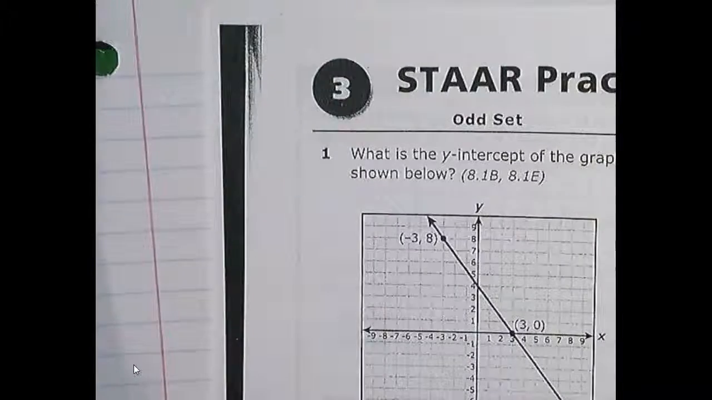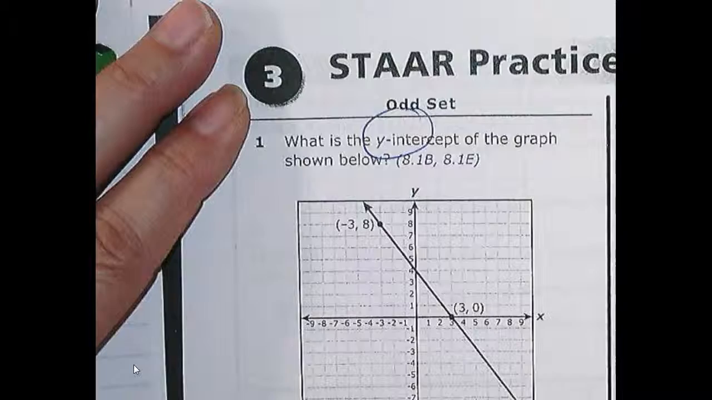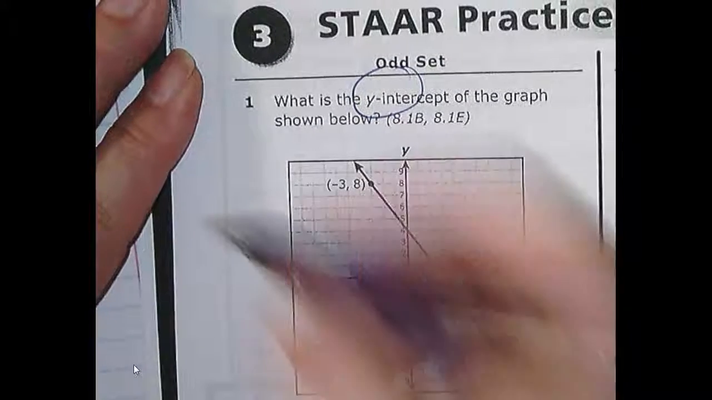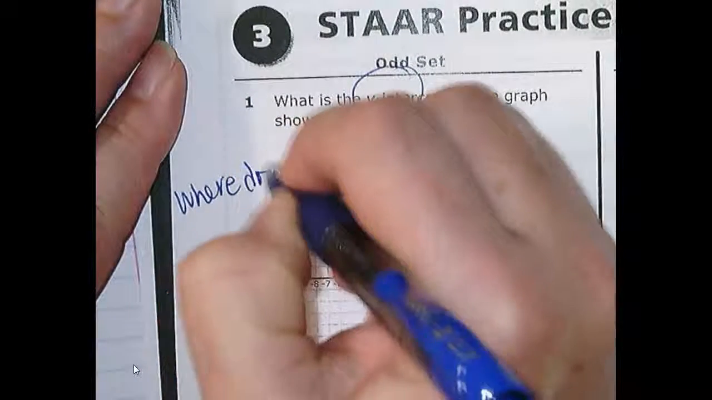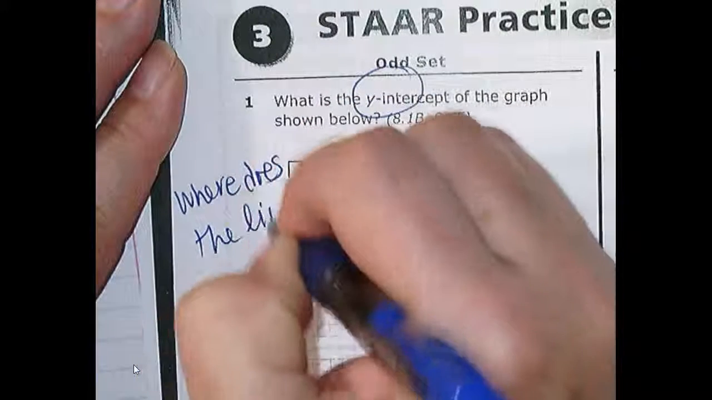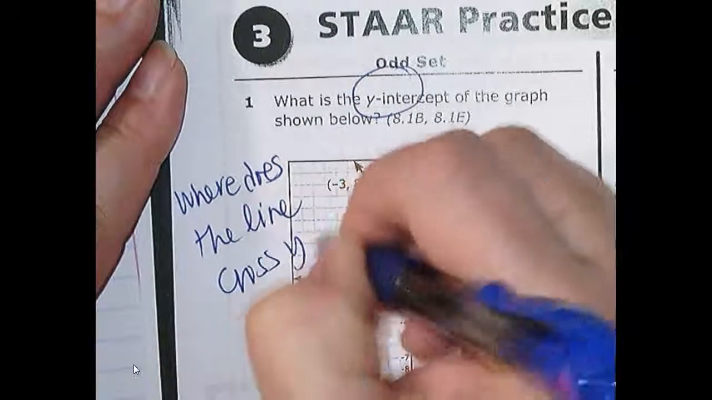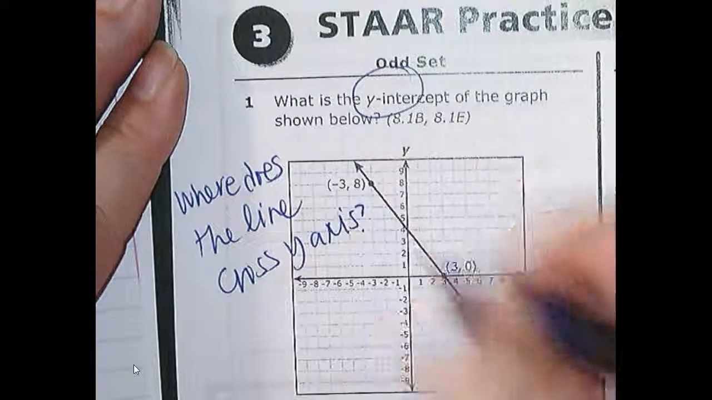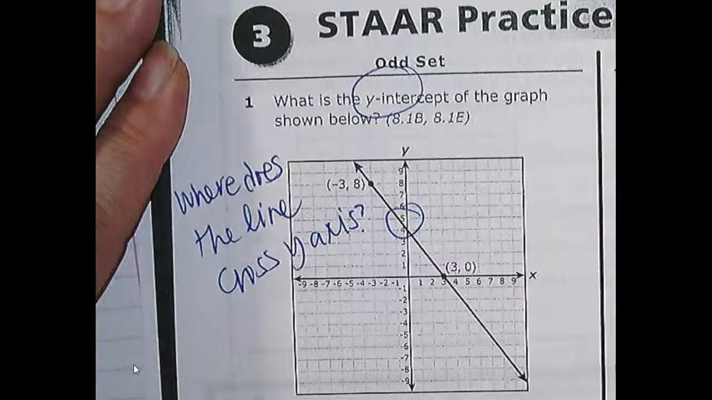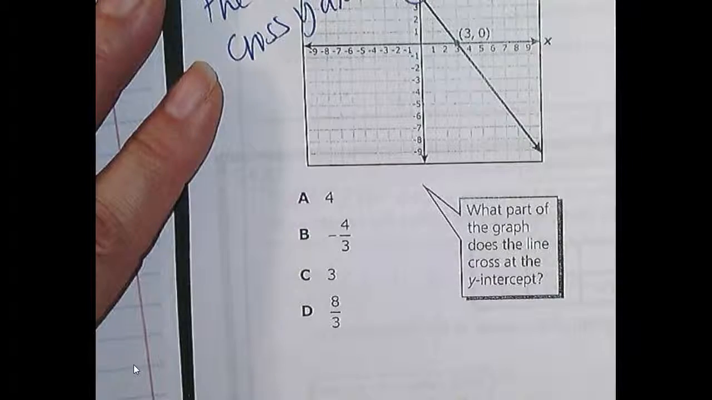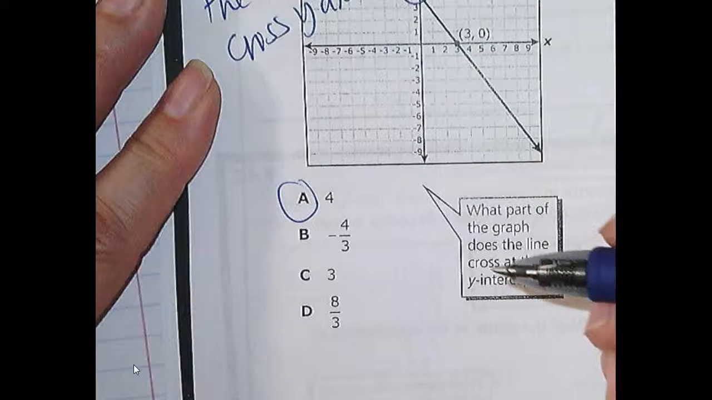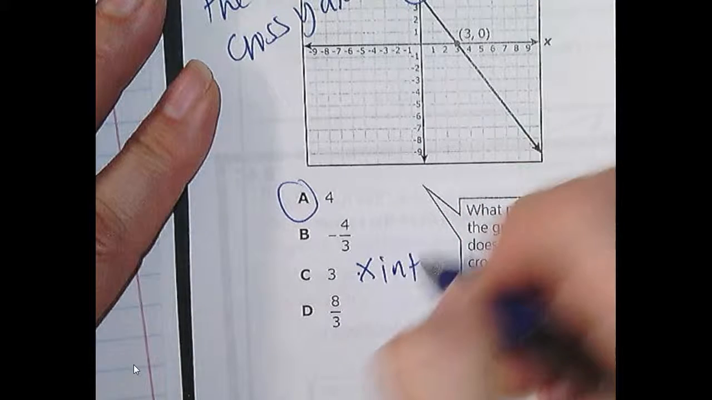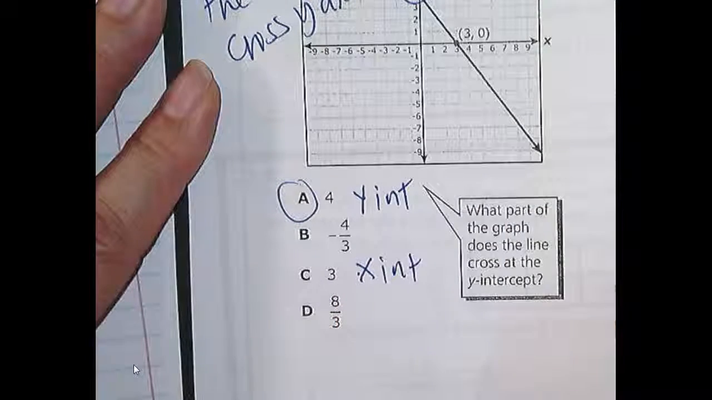Here we go. Like question 1. It says, what is the y-intercept? It's on the piece of paper. How can you miss it? So the question is, where does the line cross the y-axis? Well, maybe there. I think that's 4. Now, if you look at your answer choices, answer's A. What about 3? That's a good answer. For x-intercept, that's the y-intercept.